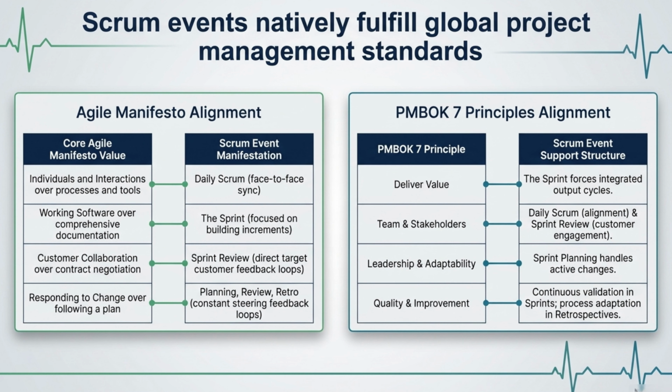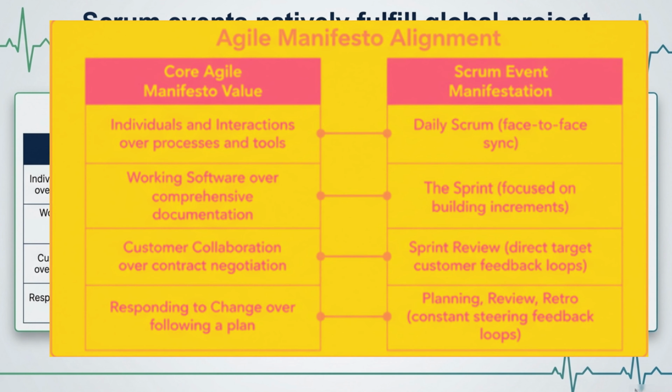Scrum events naturally align with globally recognized project management standards, making Scrum fully compatible with both the Agile Manifesto and PMBOK 7. On the left, the Agile Manifesto alignment is clear. The Daily Scrum promotes individuals and interactions. The sprint focuses on delivering working product increments. The sprint review encourages customer collaboration through regular feedback. Sprint planning, sprint review, and sprint retrospective together help teams continuously respond to change.